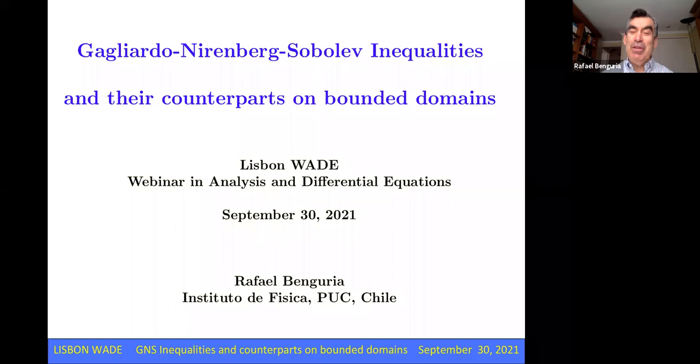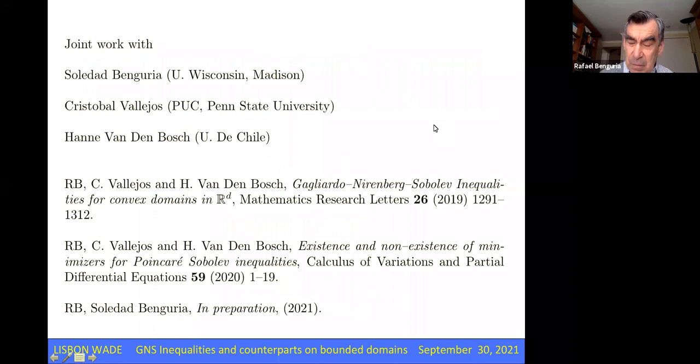So I'm going to talk about the Gagliardo-Nirenberg-Sobolev inequalities in the whole space, the whole Rn, and also in bounded domains. And this is joint work with Soledad Benguria, from the University of Wisconsin in Madison; Cristobal Vallejos, he used to be at my university, but he's now at Penn State University; and Hanne van den Bosch from the University of Chile. So different parts are with different people.